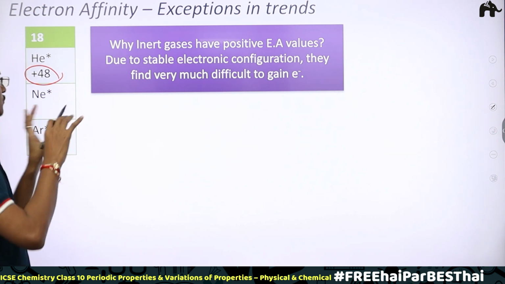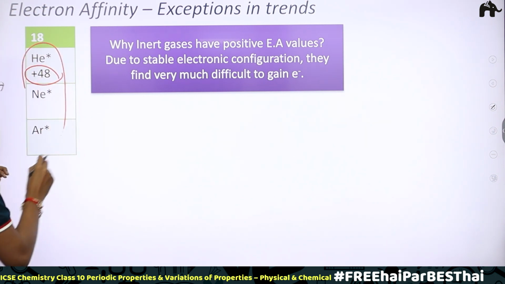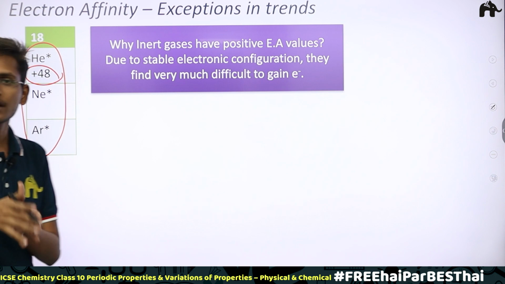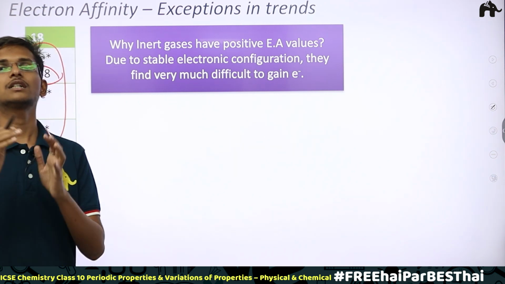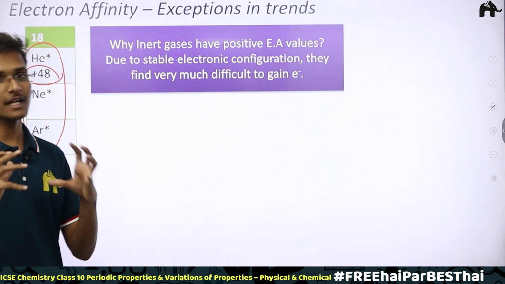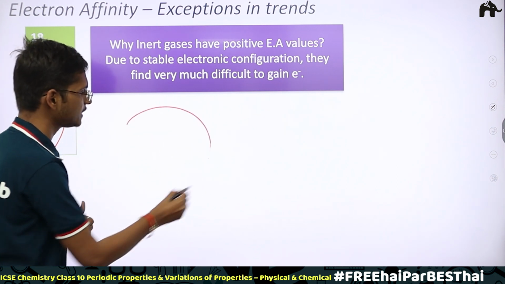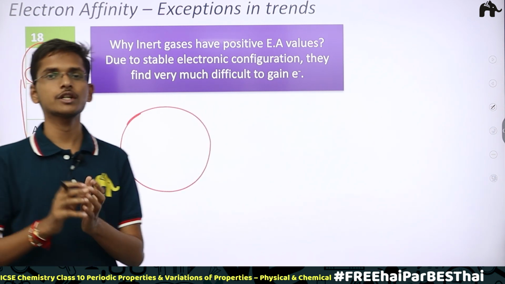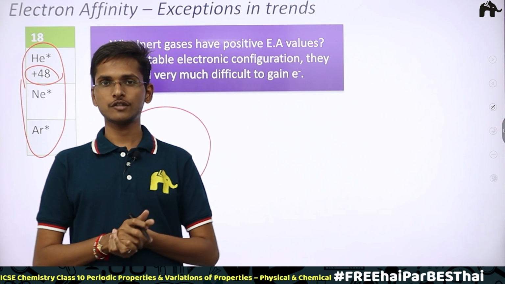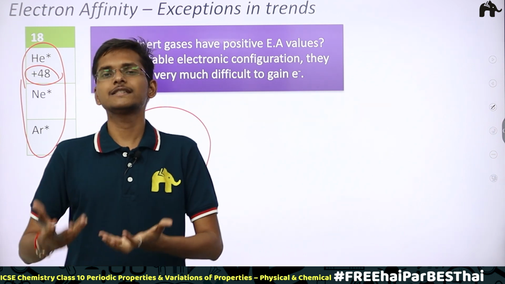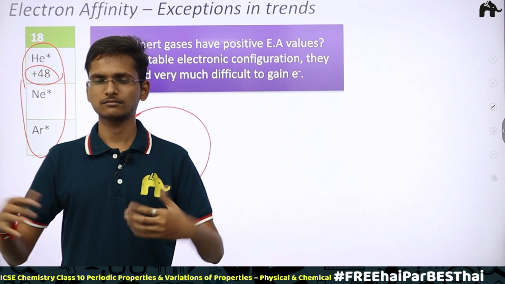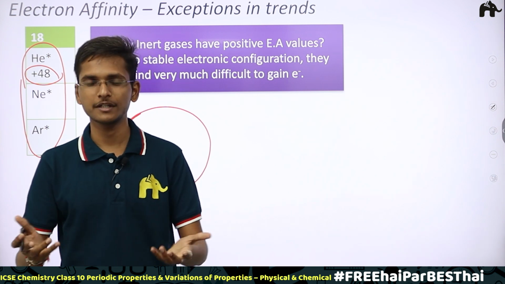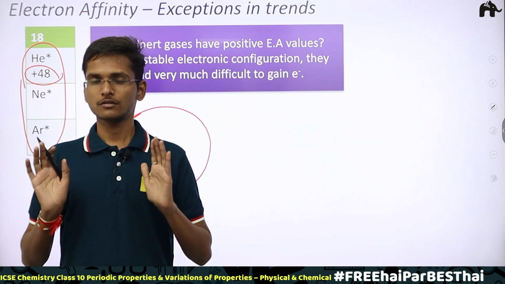Let's see. We all know that helium, neon, argon, krypton, xenon, radon, these inert gases, have a very stable electronic configuration. They have their outermost shell completely filled. Now imagine a saint sitting on any mountain in the Himalayas, a very quiet place.